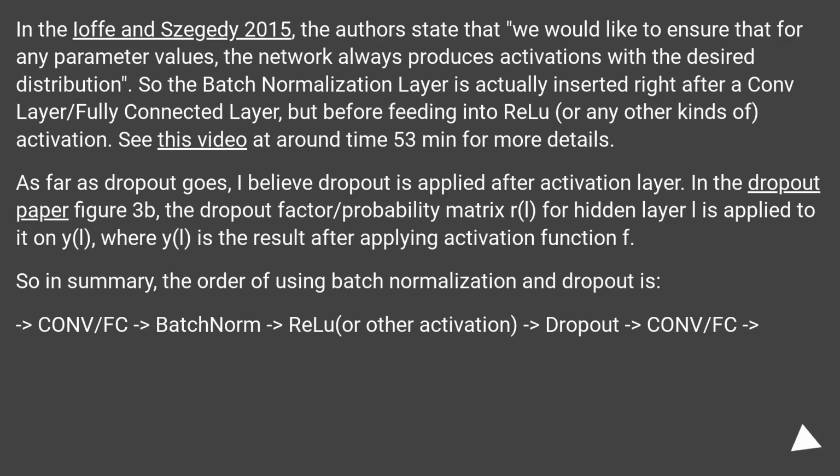As far as dropout goes, I believe dropout is applied after the activation layer. In the dropout paper, figure 3b, the dropout factor/probability matrix R^(L) for hidden layer L is applied to Y^(L), where Y^(L) is the result after applying activation function F. So in summary, the order of using batch normalization and dropout is conv/FC, batch norm, ReLU or other activation, dropout, conv/FC.